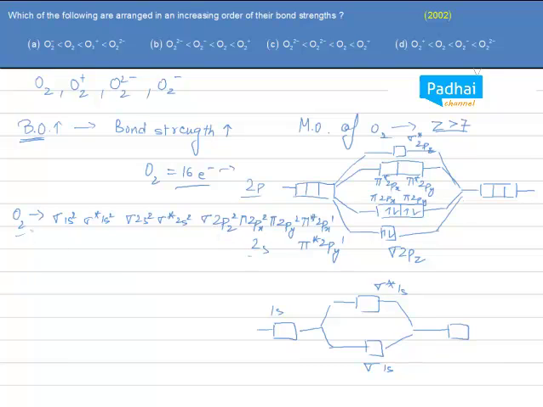Now for oxygen we have this configuration. Bond order is given by the number of bonding electrons minus the number of anti-bonding electrons, divided by 2. In 1s and 2s we can cancel out the bonding and anti-bonding because the numbers are the same. So the remaining is for 2p. The number of bonding electrons is 6 and anti-bonding is 2, divided by 2. So the bond order will be 2.